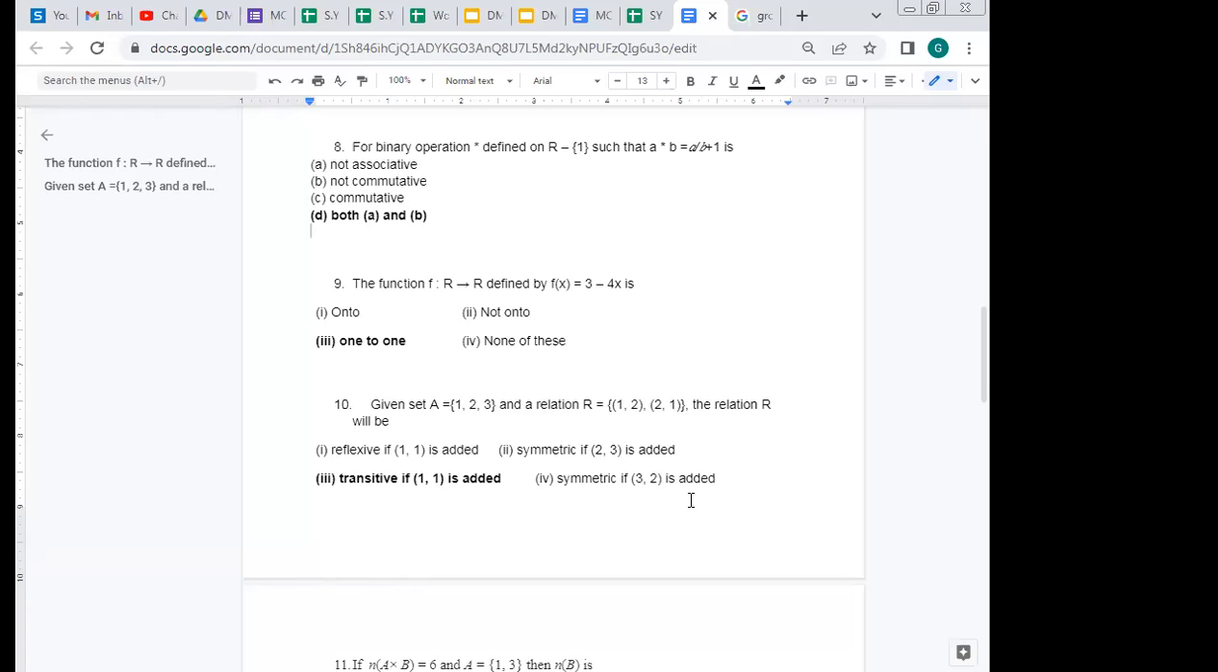How is it? Transitive means what? A to B, B to C, then A to C should be there. Means 1 to 2 is there, 2 to 1 is there, means 1 to 1 also should be there. So it becomes transitive. So the third option is the correct option.